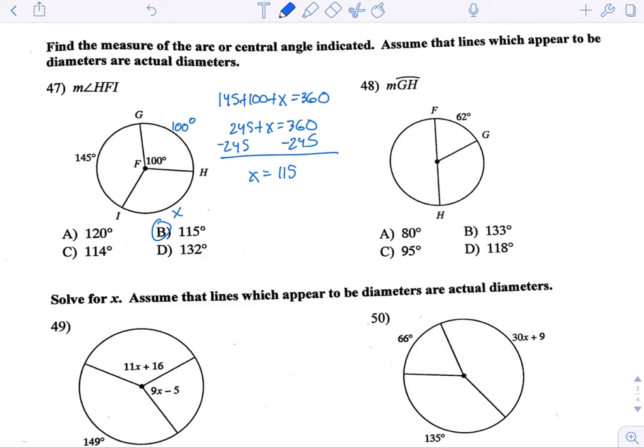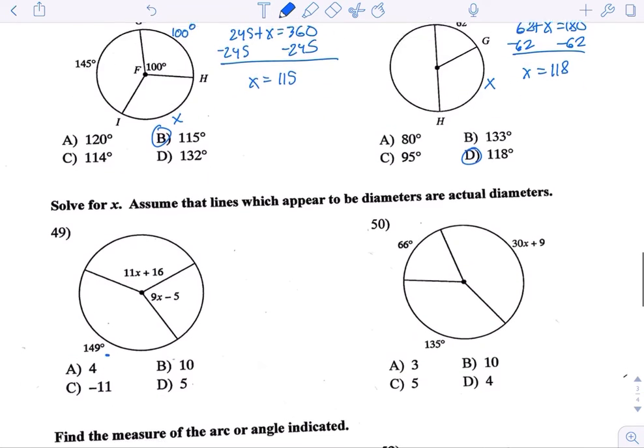Alright, right here. It says measure of G8. So we want to find this. Now, do you guys see how this is a diameter? A diameter is half a circle, right? It has an arc of half a circle, which is 180. So if I just denote this as x, basically 62 plus x is going to equal 180 degrees. Subtract 62 from both sides, x is equal to 118 degrees.